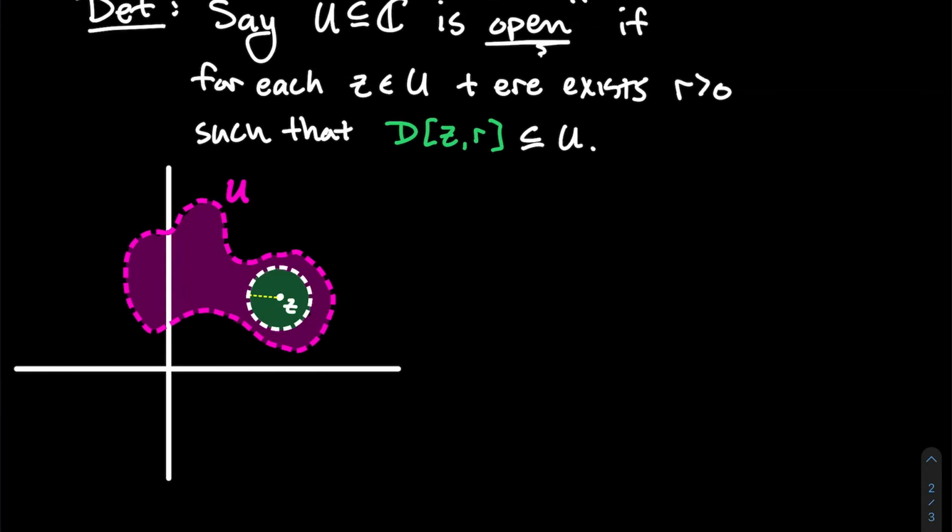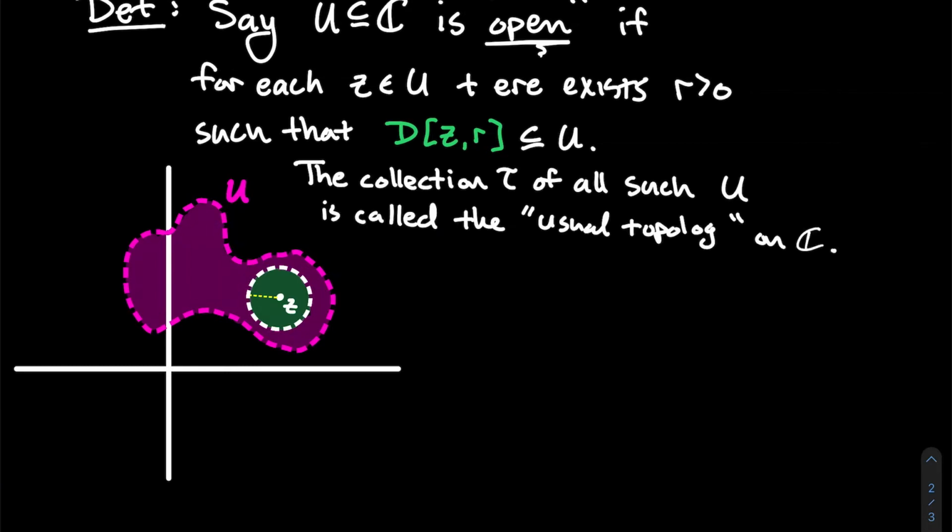Now I've got a picture for you. I'm saying that U is open, so remember, U itself is not a disk, right? But what does it mean for U to be open? That means that for any point Z in U, we should be able to find a disk centered at Z, and that disk has to be completely contained inside of U. So that is what it means for a set to be open.